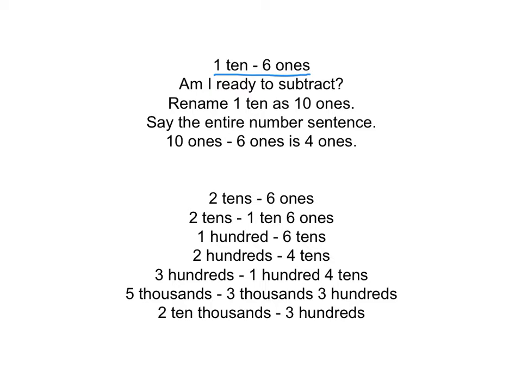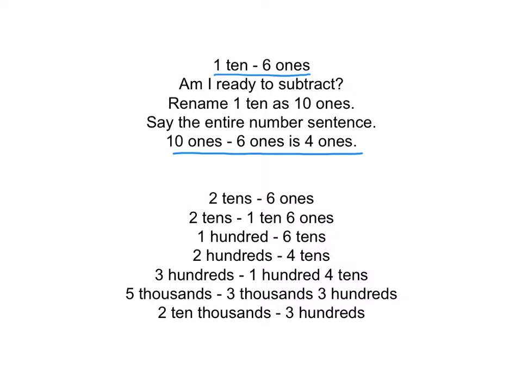And if you look at that, we're not really quite ready to subtract. And I know you could probably do it in your head, but what we're going to do instead is rename that 1 ten as 10 ones. So now instead of saying 1 ten minus 6 ones, we will say 10 ones minus 6 ones is 4 ones. And that way we're keeping it all within the same unit, and that makes it a little bit simpler to subtract. So we're going to do that with all of these that we're coming up on here.